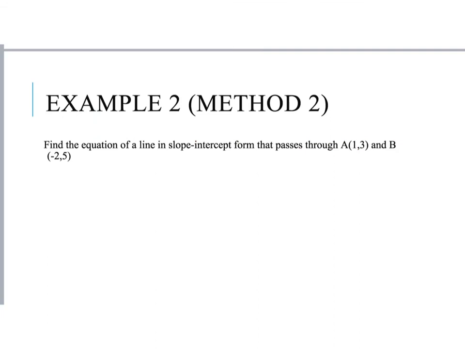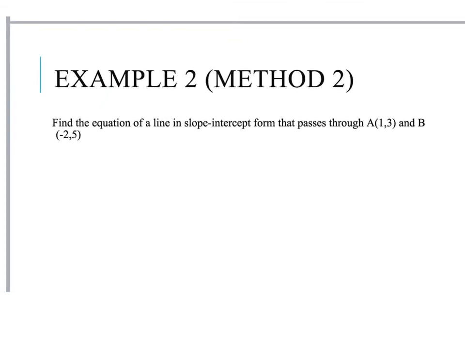Alrighty, now we're going to find the equation of a line in slope-intercept form that passes through A(1, 3) and B(-2, 5). Exactly the same question as last time, but I'm going to show you a different method. You don't need to be able to do all the different methods, but sometimes people like one method compared to another method, and so that's fine. You can just use whichever one you like.